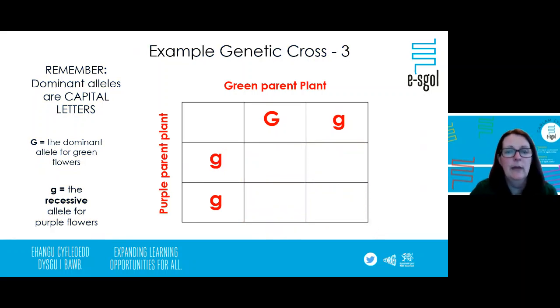Okay, so we look at a third example. So pause the film here now and you have a go at filling in the Punnett square.